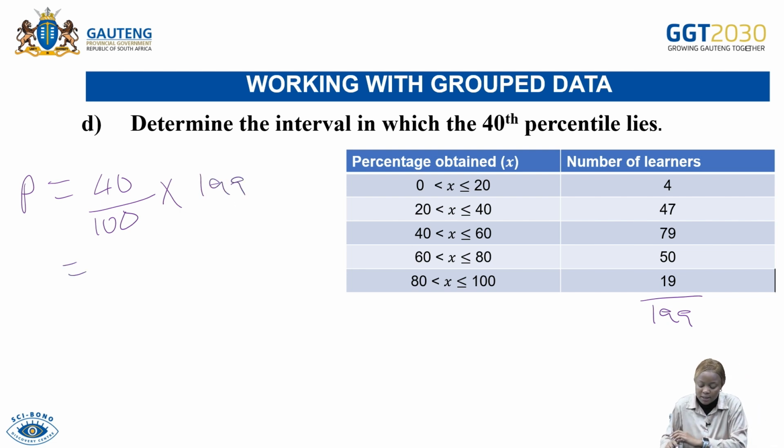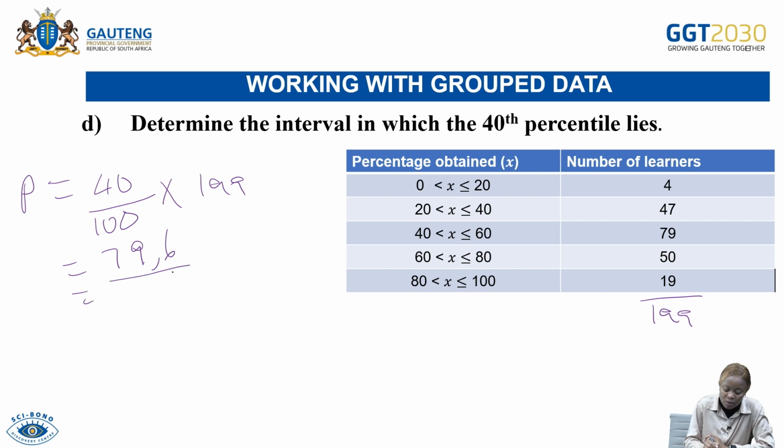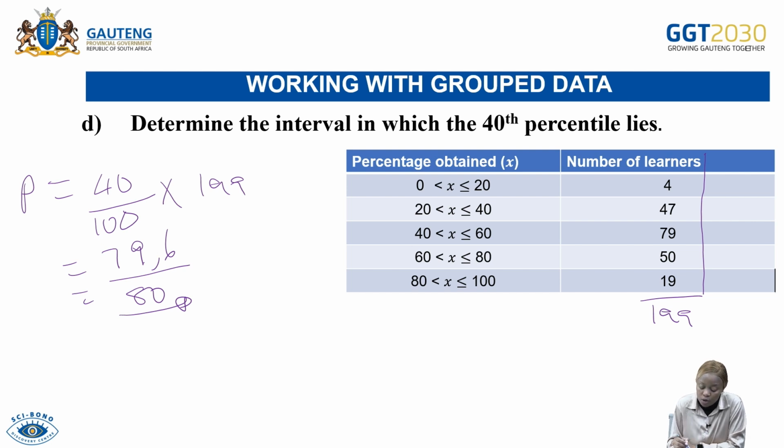So you'll say it's 40 divided by 100, you get 0.4. Then you multiply by 199 and you'll get 79.6, which if you round it off is going to give you 80. So it means in position 80, you'll get your 40th percentile.